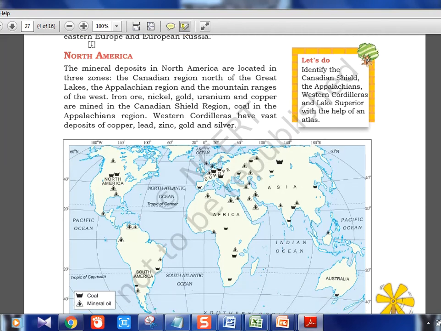North America. Mineral deposits in North America are located in three zones. The Canadian region of the Great Lakes.